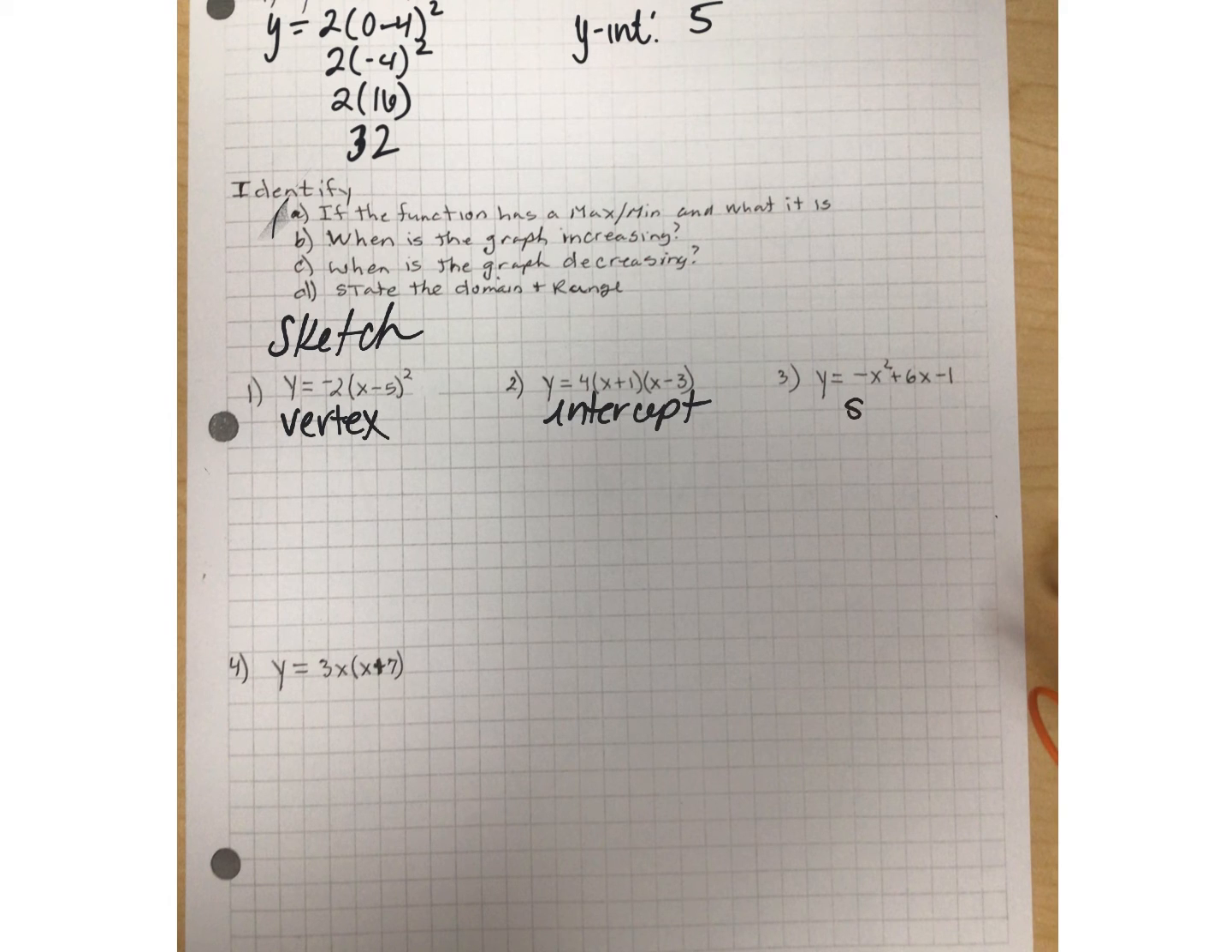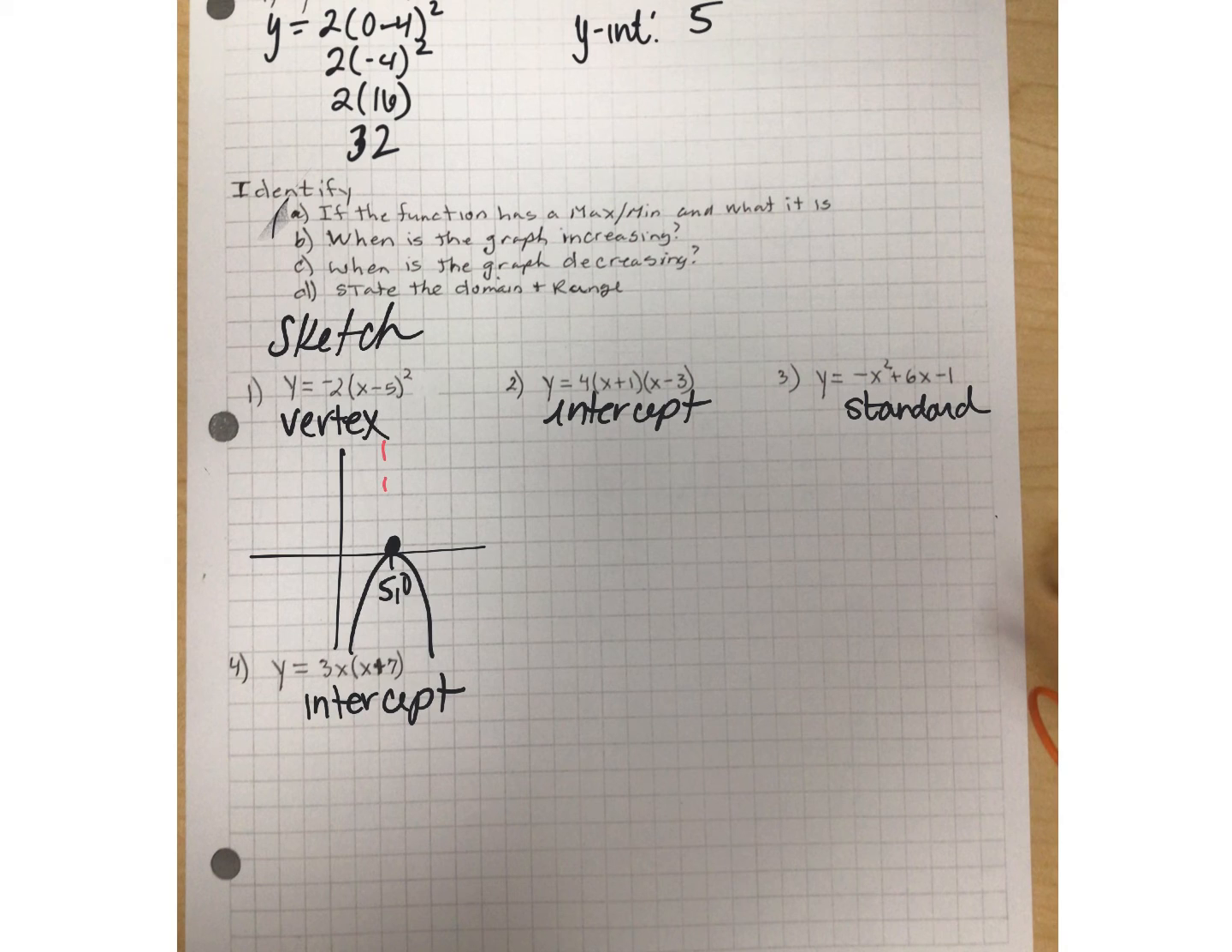Number 3? Standard. And the last one, intercept. Okay? So number 1, if I'm drawing a sketch, what's my vertex for number 1? 5, 0. And does it open up or down? Down. That's all I need to know in order to answer the questions about minimum, maximum, increasing, and decreasing. I don't need to plug in a lot of points. I need the vertex and whether it opens up or down.